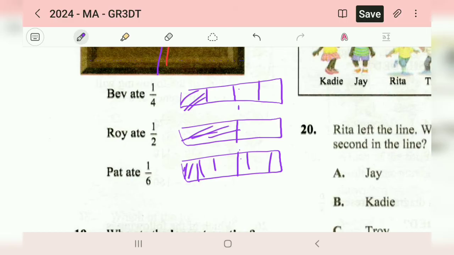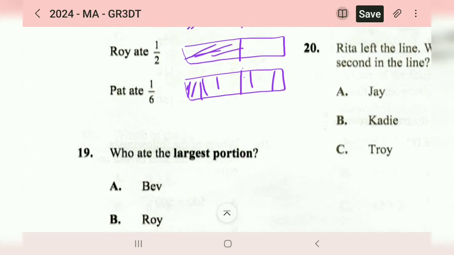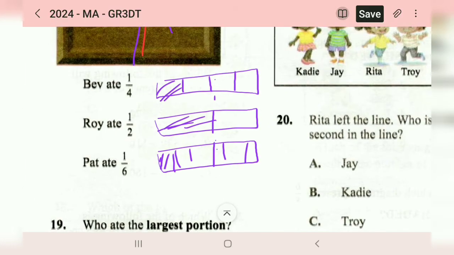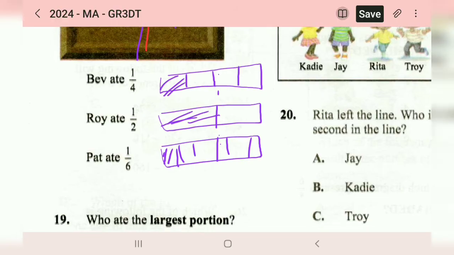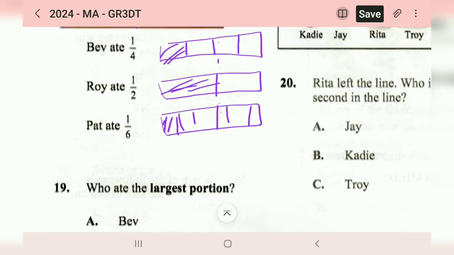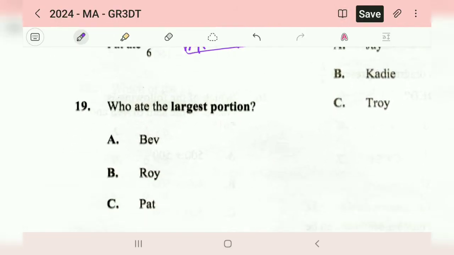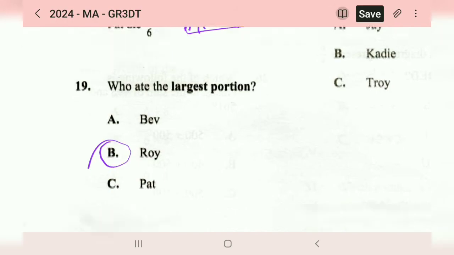Who ate, did it say the least or the greatest? Who ate the largest portion? It's going to be Roy. Get it? Remember, if the numerators are the same, the bigger the denominator, the smaller the fraction, because you're dividing it up among more people or in more parts. All right, so number 19, who ate the most would be Roy. Mr. Greedy Roy ate a half of the cake.